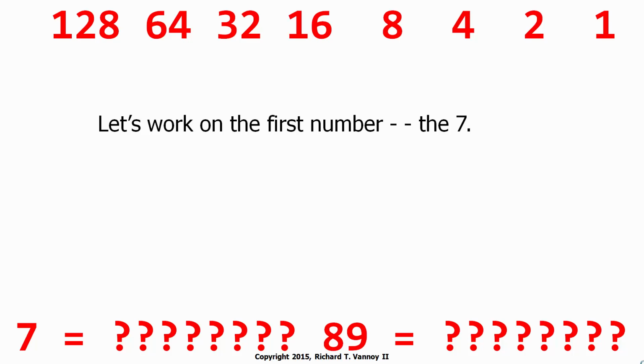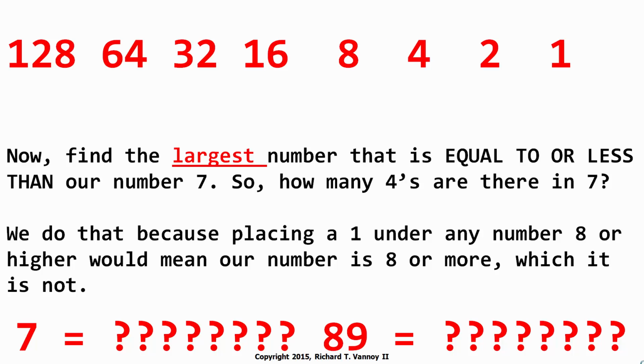Well, let's pick a number. Here's our 7. Let's work on 7 and see how we do that. Well, rule 1 is the most important rule. Find the largest number that is equal to or less than our number 7. Largest number equal to or less than 7. Well, that rules out the 8, the 16, the 32, and all the numbers larger than 7.